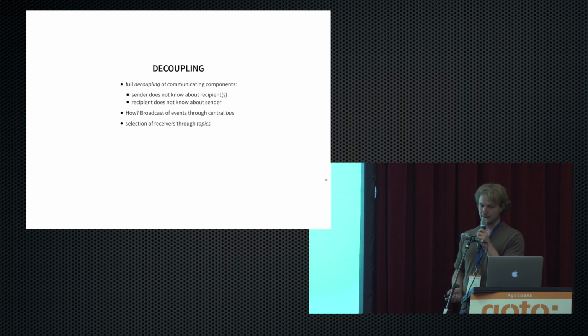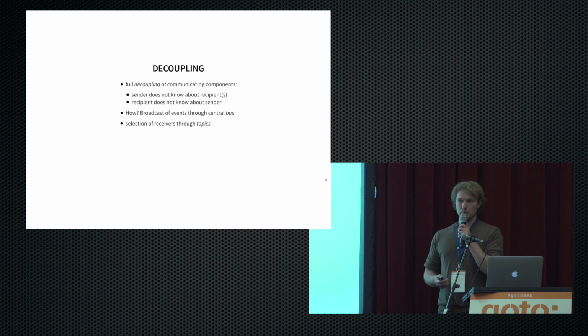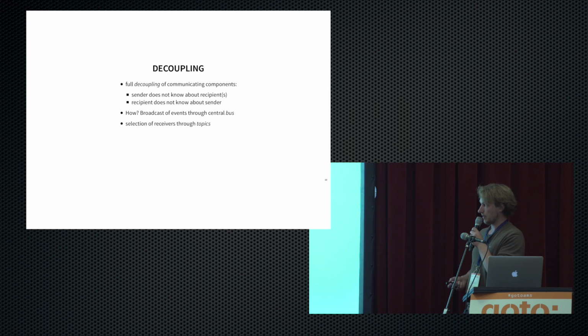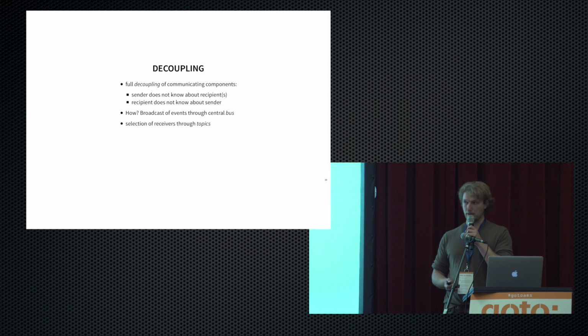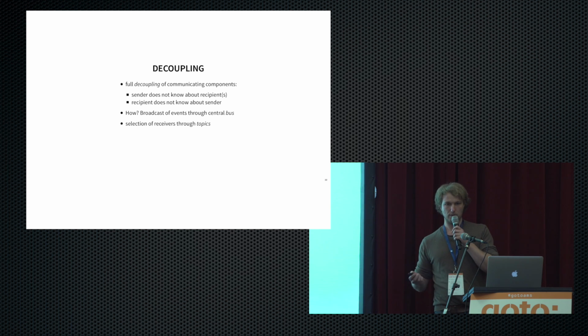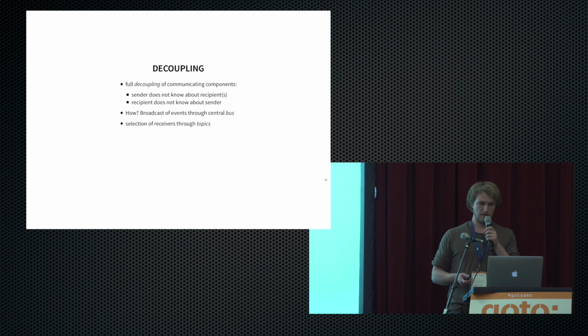So decoupling boils down to allowing your components to communicate, because you always have to have a way for them to do that. But without the sender component actually knowing about its receivers, or even if there are any recipient components when it sends a message. And the receivers should not need to know who actually sent a message. They have to look at it, evaluate what happened, and decide what they need to do now. And how can we do this?